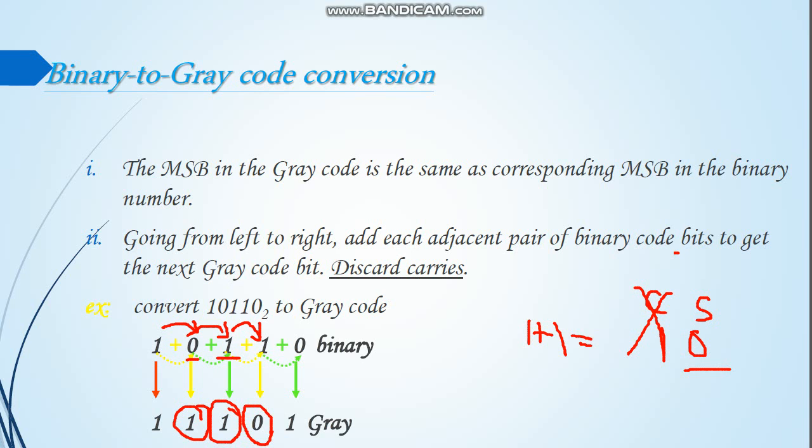Similarly, in the next position, add 1 plus 0. The sum is 1. There is no question of carry. So this is the procedure for converting the given binary code or binary number into the corresponding gray code.